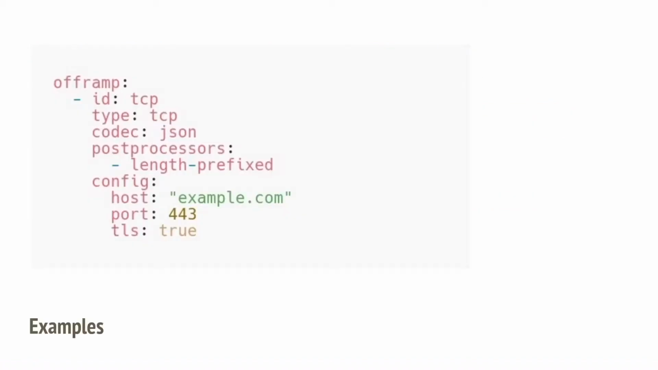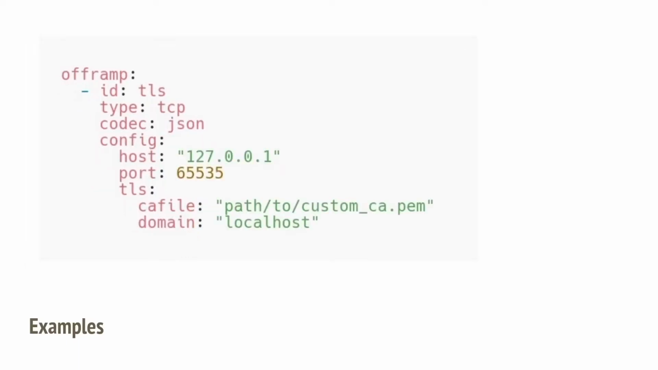Here is an example of TCP off-ramp where TLS is set as true. In this case, TCP off-ramp verifies the server it connects to and its certificates against the host config in a set of common root certificates provided by Mozilla via webPKI roots. And there is an example of TCP with a detailed TLS config.